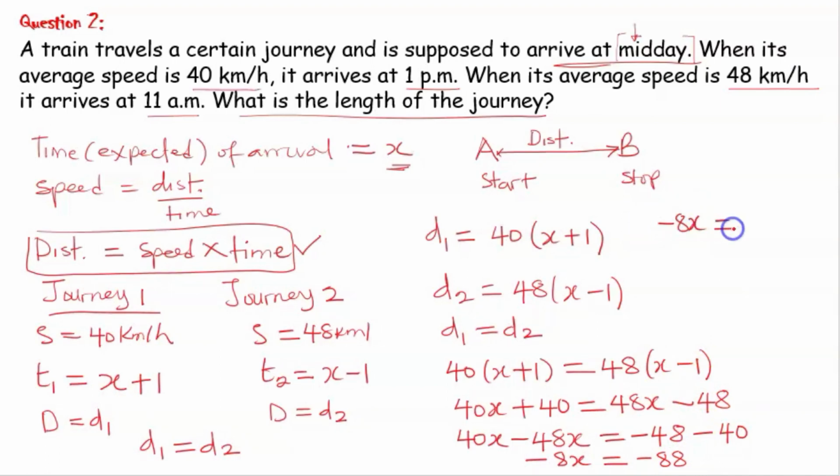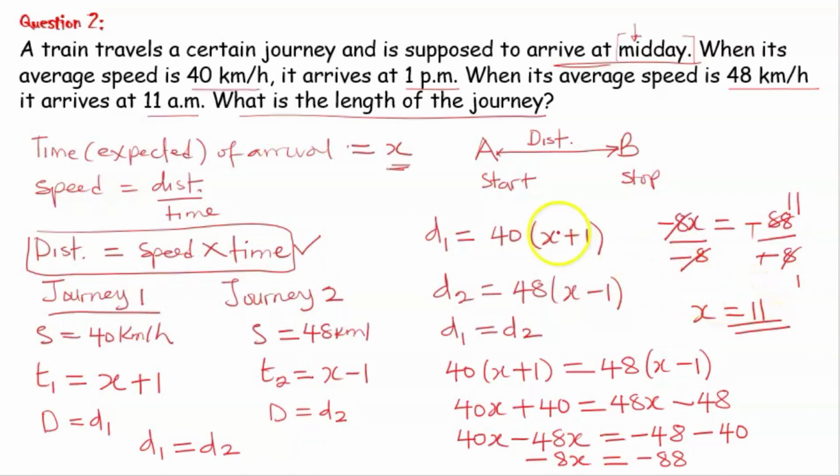Let's just repeat it so that we can have a better view. So we divide both sides by the coefficient of x, in this case, which is negative 8. So when we do this, the minus cancels minus, and 88 divided by 8 is 11. So we have our x to be equal to 11. Okay, so the expected time of arrival is actually 11.